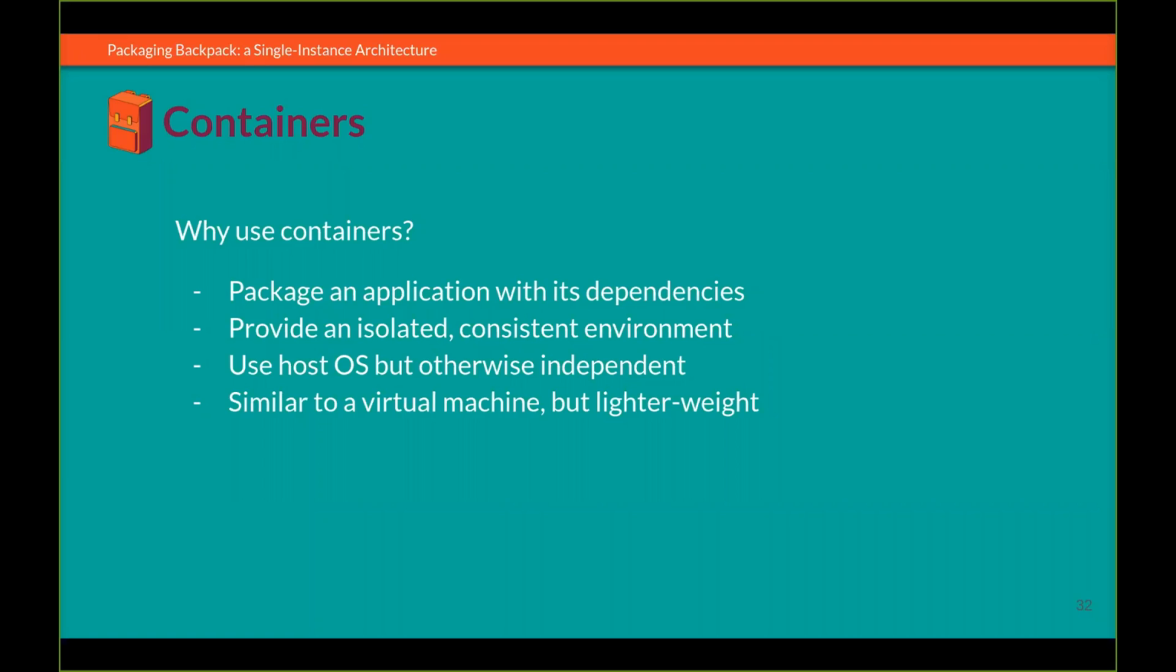Containers provide an isolated, consistent environment. So consistent means that every time you load the container or the containerized environment, you get all of the dependencies and their correct versions. And it's isolated in that it doesn't really interact with your host system. So whatever version of Node you're running in your host machine, it doesn't matter. You can run a different version of Node inside the container environment. It does make use of the host operating system for kernel tasks, but otherwise it's independent from the host OS. So in this way, it's similar to a virtual machine, but it's lighter weight.